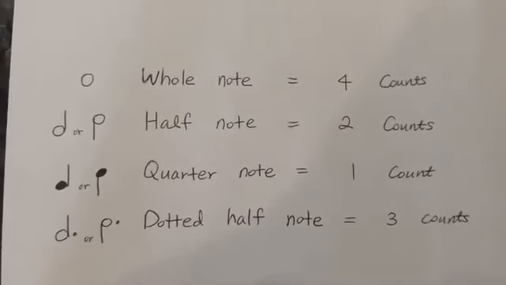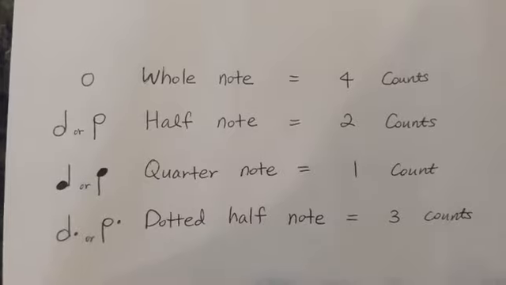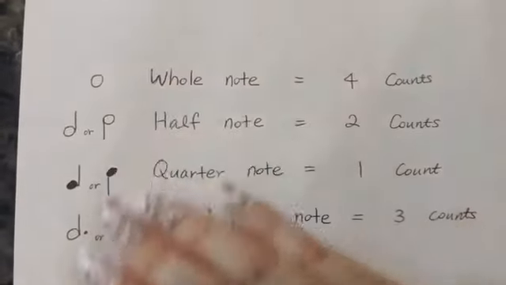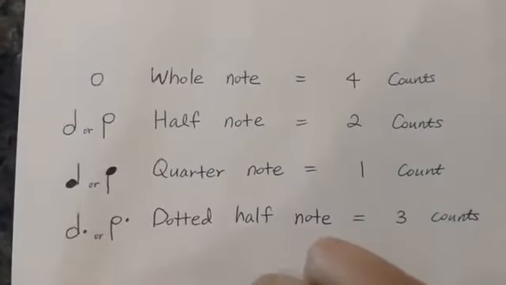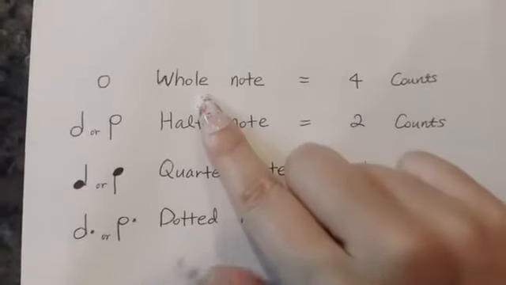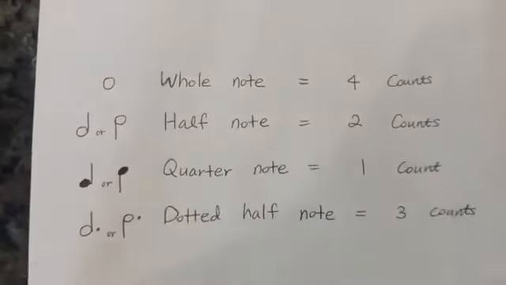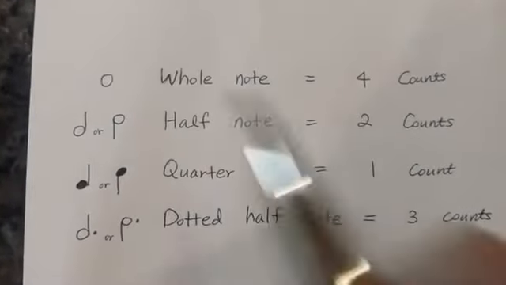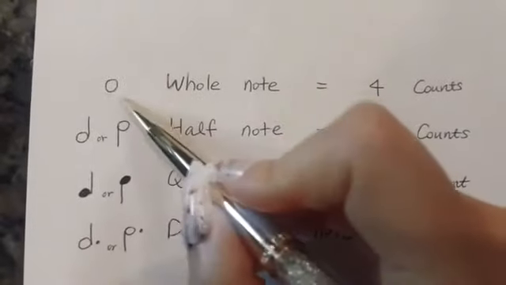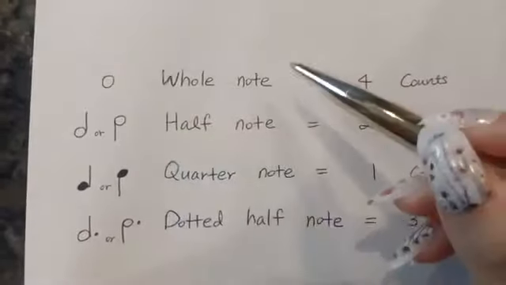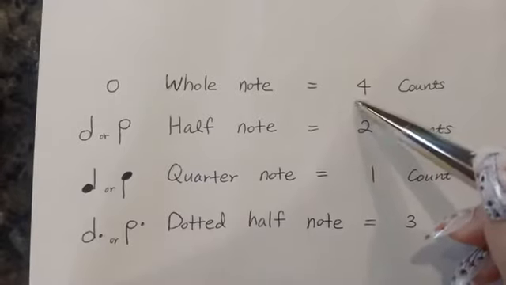Tenth class, counting. There are 4 types of notes that I'll show you today. First, whole note. It will look like this. White head, open head with a circle like this. It will have 4 counts.